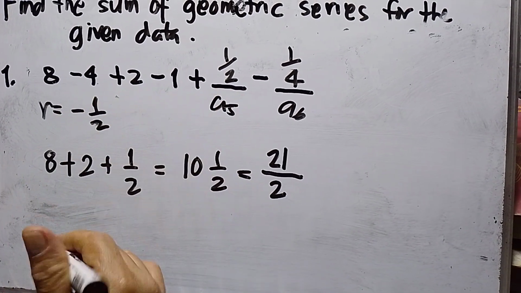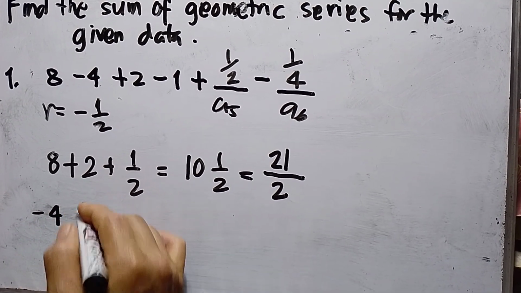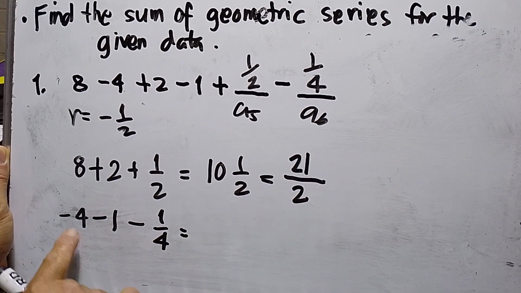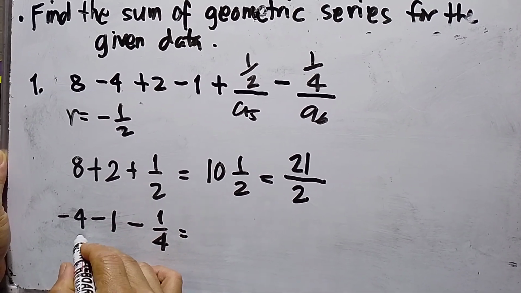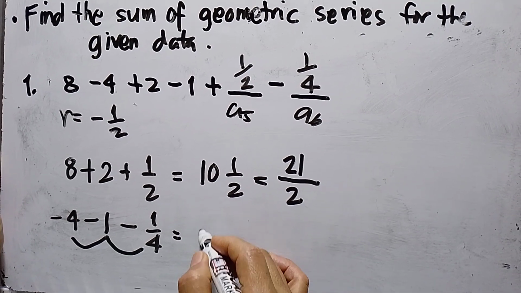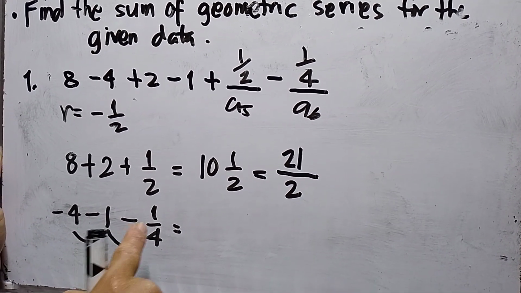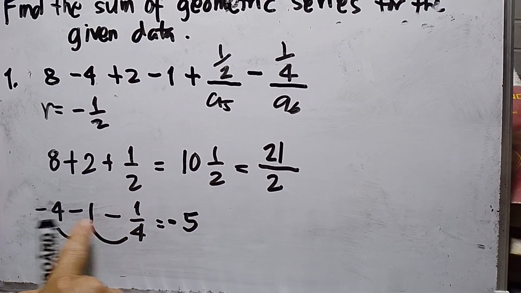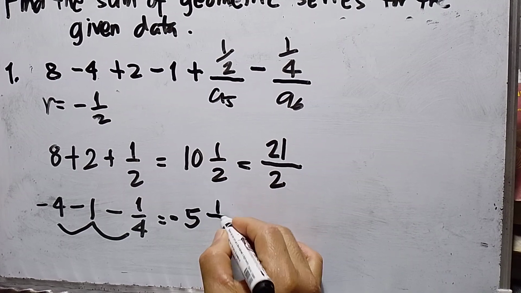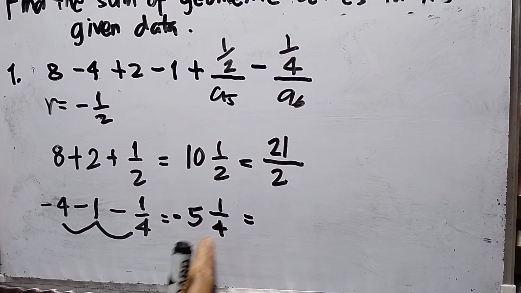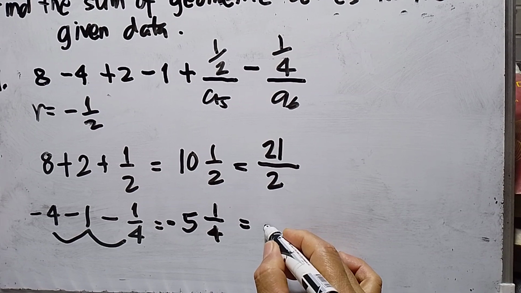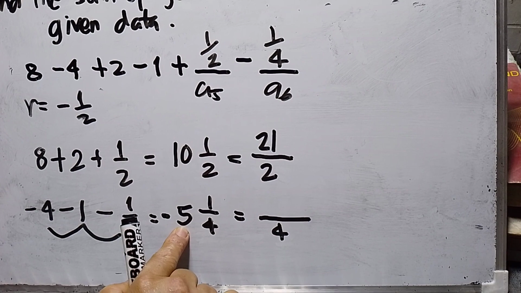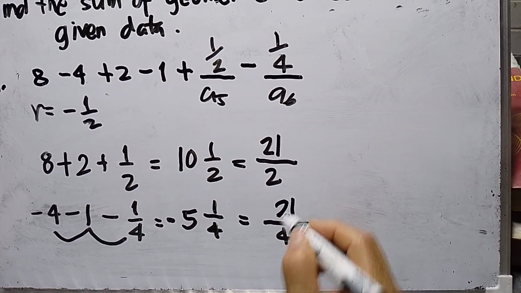Now let's collect the negative numbers. So negative 4, negative 1, and then negative 1 over 4. So take note, if they have the same sign, just add the integers. So this will be 4 plus 1 is 5, plus 1/4. So this will be 5, but the sign will be negative because you have to take the common sign. So 5 and 1/4. This is a mixed number, so I will use the improper fraction. The same, multiply this one: 4 times 5 is 20, plus 1 is 21 over 4.